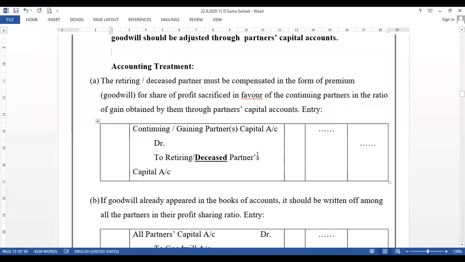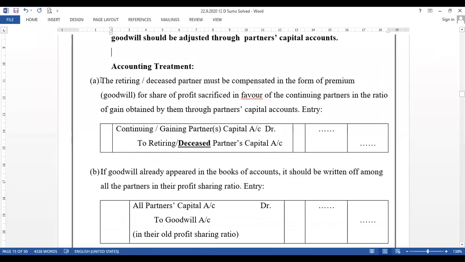What is the accounting treatment when you have to adjust it amongst the partners' capital? The retiring partner or the deceased partner must be compensated in the form of the premium for a share of profit sacrificed in favor of the continuing partners, in the ratio of the gain obtained by them, through the partners' capital account. So the adjustment entry that I have been talking to you about since the second chapter, gaining to sacrificing, the same thing is applicable over here.